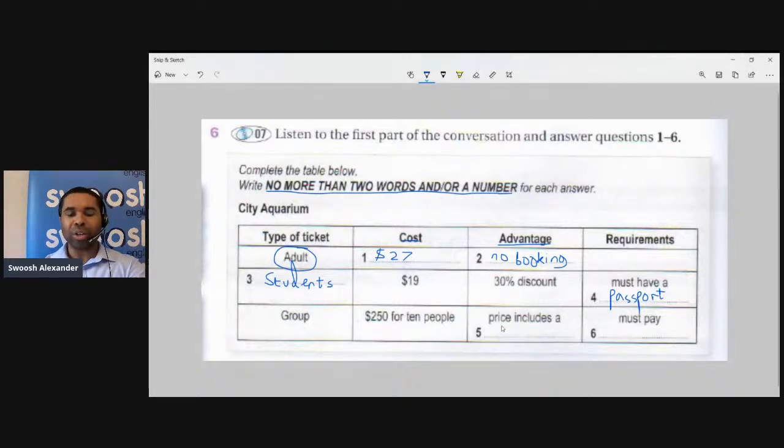Okay, so price includes, you get the added benefit of a guided tour. Just be careful with this question that you spell it correctly. Sometimes I've seen people write guide tour. You would lose the mark for that because that would be a grammatical error. So it needs to be a guided tour for number 5.